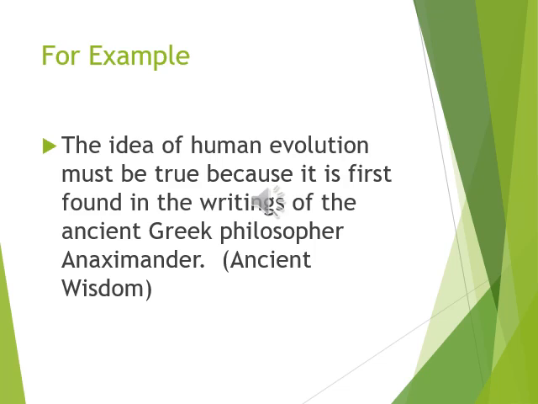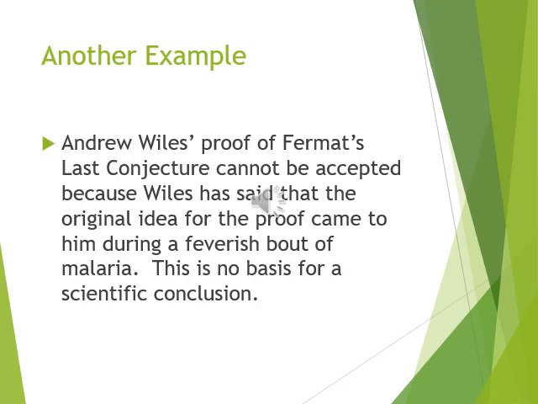Let's take a look at a use of the genetic fallacy to critique an idea, and that'll be our last slide in the series. Here's an example of the genetic fallacy being used to try to critique or undermine an idea. Andrew Wiles' proof of Fermat's last conjecture cannot be accepted because Wiles has said that the original idea for the proof came to him during a feverish bout of malaria. This is no basis for a scientific conclusion.